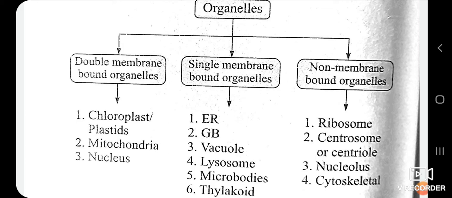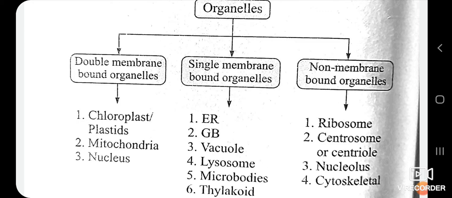You can take the screenshot of it, and this chart is always with you, because if any question is asked from these organelles, then you can easily answer it. See here, double membrane bound organelles means the organelles which have two membranes, and the names of these are chloroplast, or we also call it a plastid, because chloroplast is a type of plastid, mitochondria and the nucleus. These three cell organelles only have the double membrane.